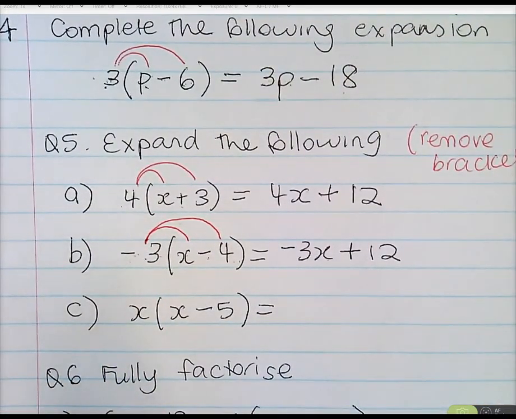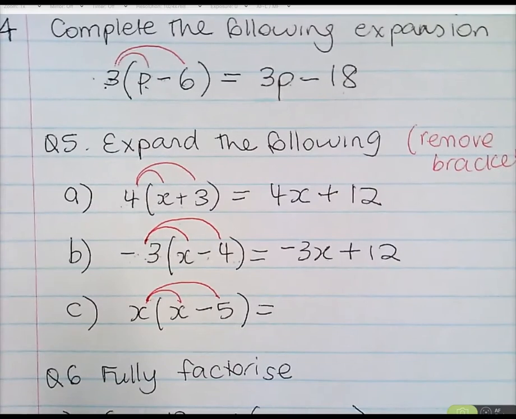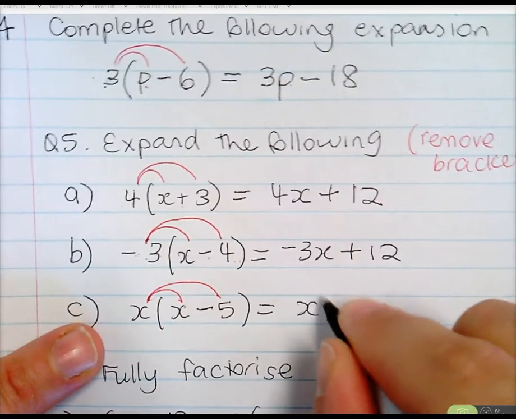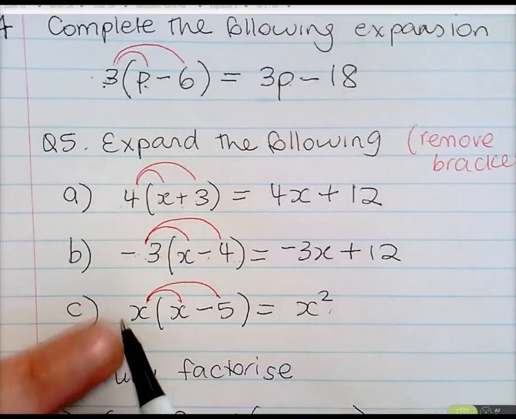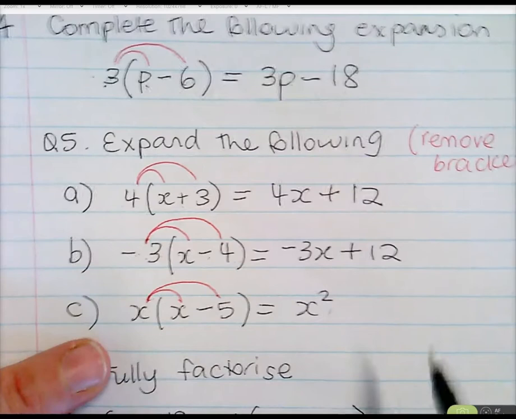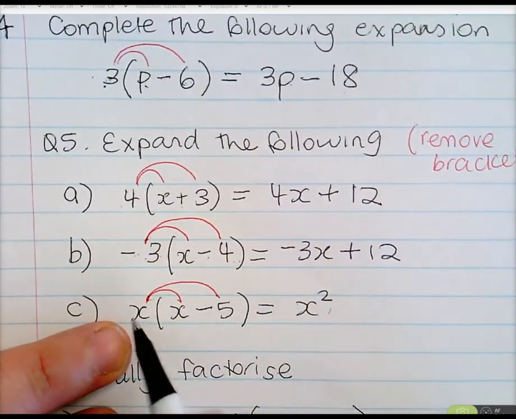Okay? Now, the last one on this page. Girls, we need to multiply this x again with both of these things. So, girls, x times x. Yes. X times x, we don't write xx, we write x squared. And the x times the minus 5, what do we get? Well, what's 5 times x? X times x is x squared.